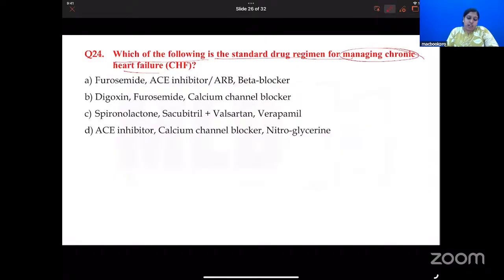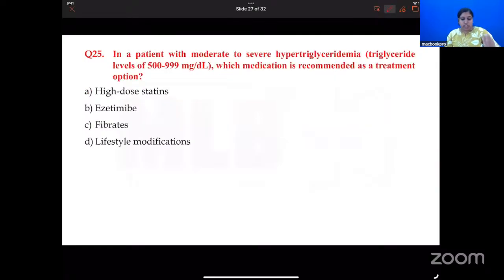For managing a chronic heart failure patient, you should do a fantastic effect or a fabulous effect, we can remember. So remember the mnemonic FAB: F stands for furosemide, A stands for either ACE inhibitors or angiotensin receptor blockers, and B stands for beta blockers. Digoxin and calcium channel blockers are not the answer. Calcium channel blockers are contraindicated in chronic heart failure. Okay, next question.